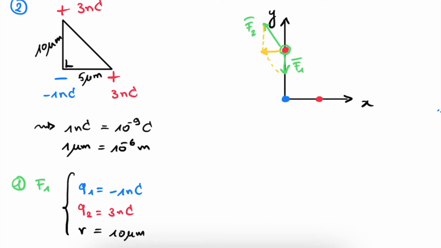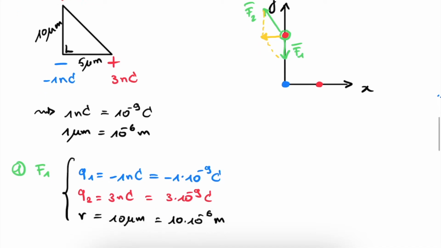And these are the 3 pieces of information that we need in order to fill in the formula that we know to calculate the magnitude of the force between these 2 charges. But before we do so, let's first rewrite these quantities. We know that this is -1 times 10 to the power of -9 coulomb. We know that the positive charge is 3 times 10 to the power of -9 coulomb. And we know that 10 micrometers is equal to 10 times 10 to the power of -6 meters. And at this point, we can completely fill in the formula as we did before.